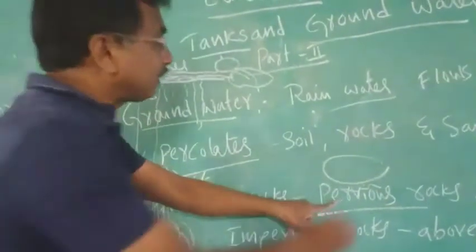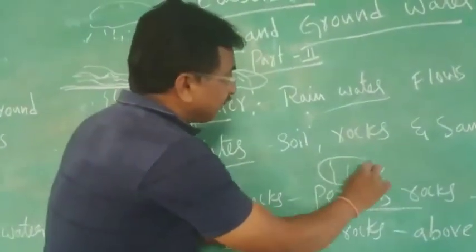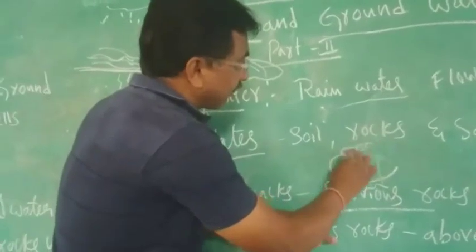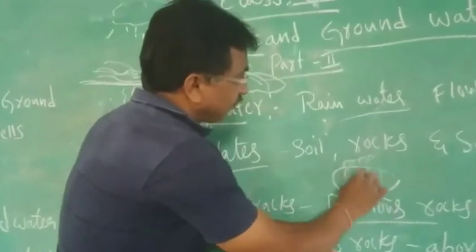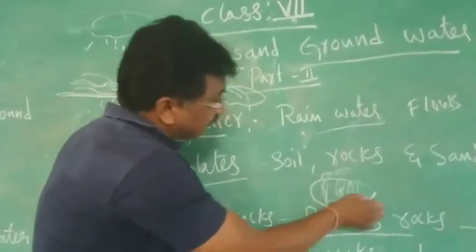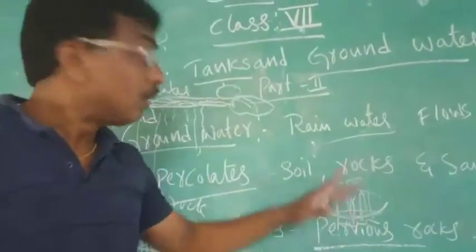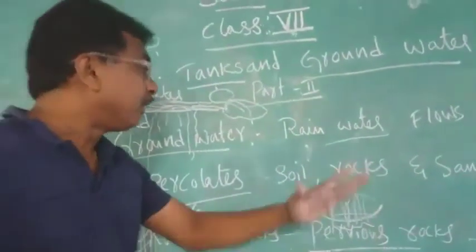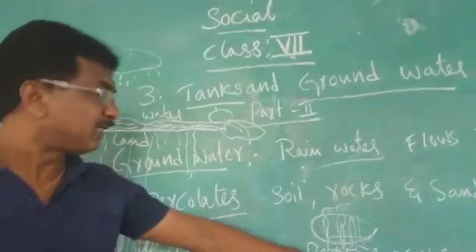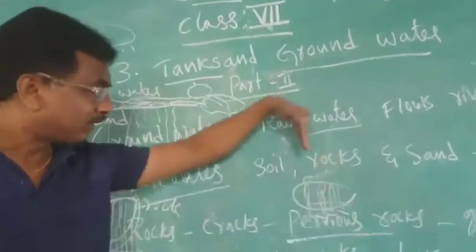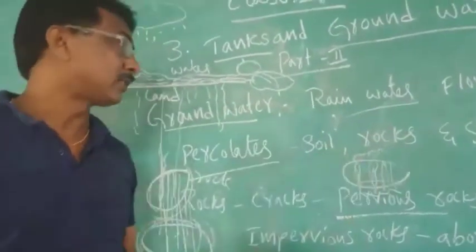Why? Because the holes will be there, so cracks will be there. From these cracks the water goes down like this, and in these rocks also some water will be there. So these rocks are called previous rocks. Previous rocks means some cracks will be there, and like that the water goes down. That is about the previous rocks.